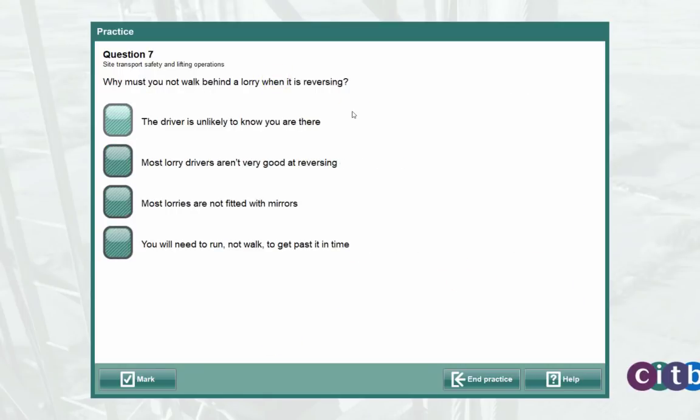Why must you not walk behind a lorry when it is reversing? The driver is unlikely to know you are there. Most lorry drivers aren't very good at reversing. Most lorries are not fitted with mirrors. You will need to run, not walk, to get past it in time.